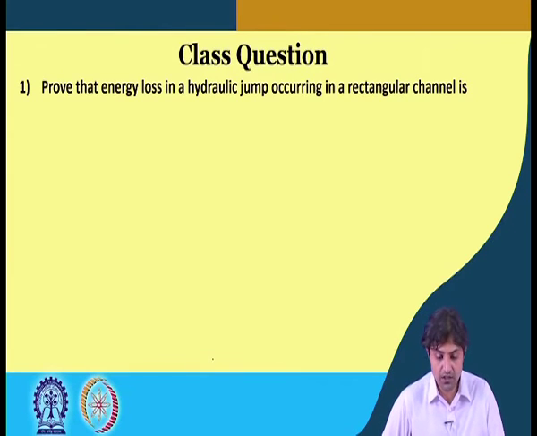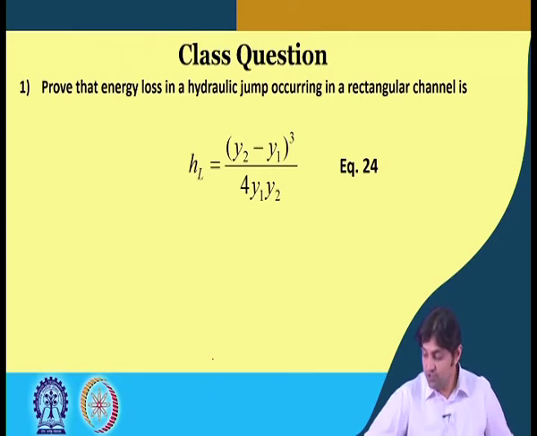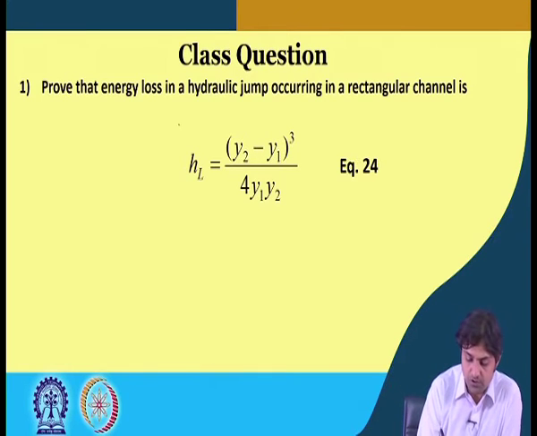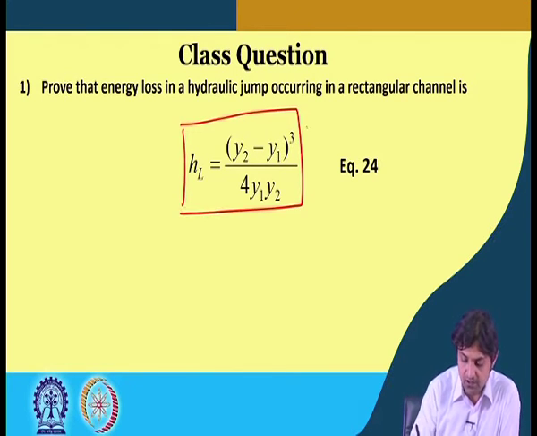Now, we go to another question. We say that prove that the energy loss in a hydraulic jump occurring in a rectangular channel is given by a formula. So, we would try to obtain head loss directly in terms of Y2 and Y1. If we know the two depths, because sometimes in objective type exams like IES and GATE, they simply give you Y2 and Y1 and ask you to calculate head loss. So, basically what you must do is, please remember this equation.